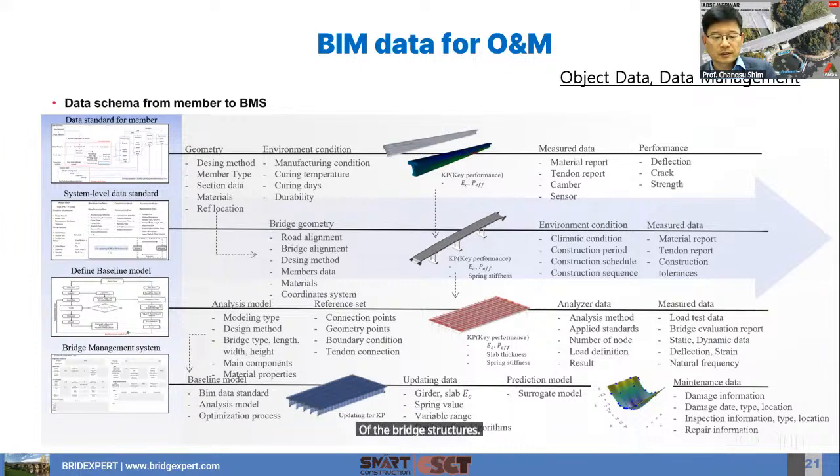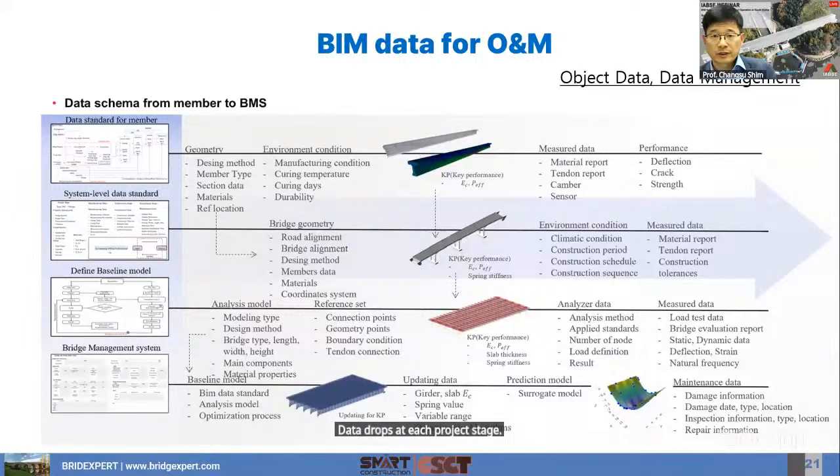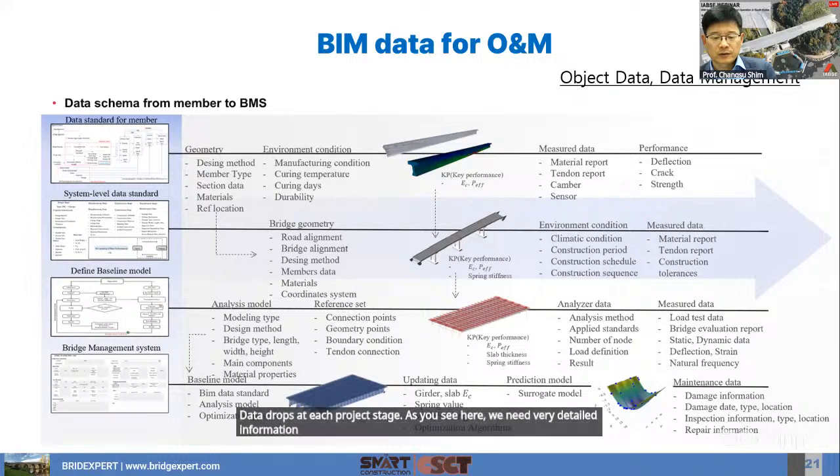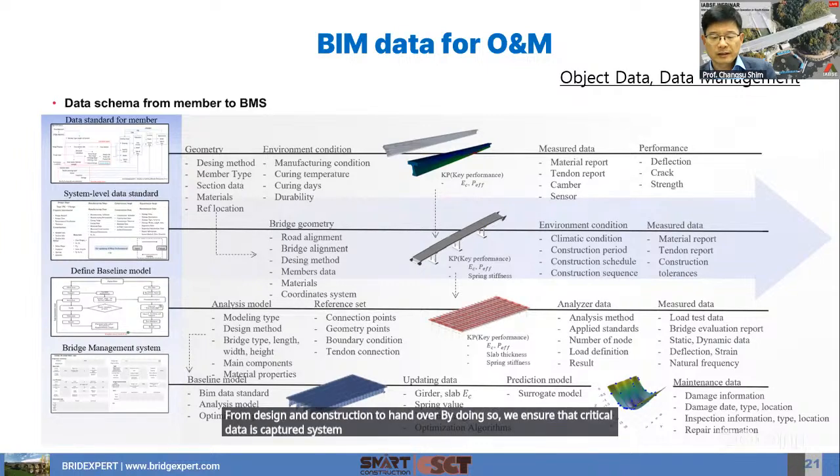To achieve this, it is essential to establish a formalized information delivery framework, which defines the required data drops at each project stage. As you see here, we need very detailed information definition from design and construction to handover. By doing so, we ensure that critical data is captured systematically and remains accessible throughout the bridge life cycle, and it can be seamlessly integrated into the management system for continuous monitoring and decision support.